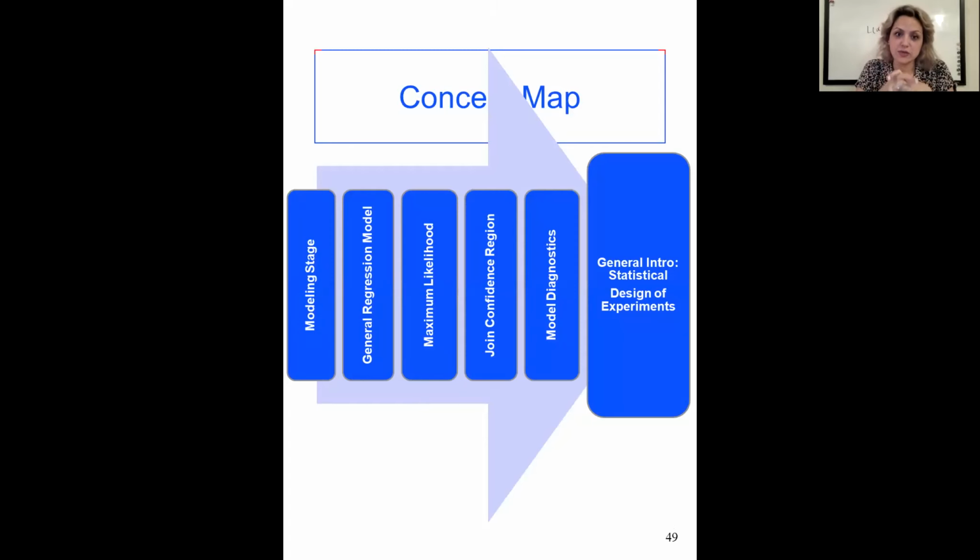This chapter we talked about was very short, very quick. Quickly we passed that. So we talked about the different stages that we have, general regression models, the maximum likelihood, just quickly review that. Joint confidence region is very important. We're going to use it later. I'm going to go into more details of it later. And the model diagnostics, so different types of the regression residuals that we consider.